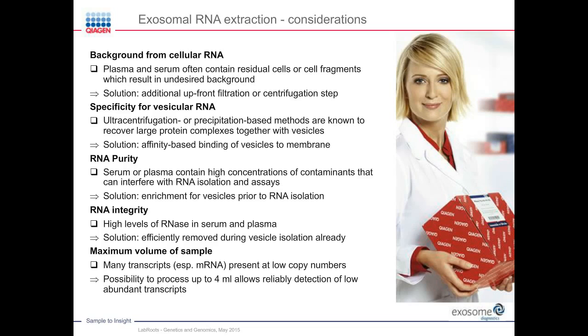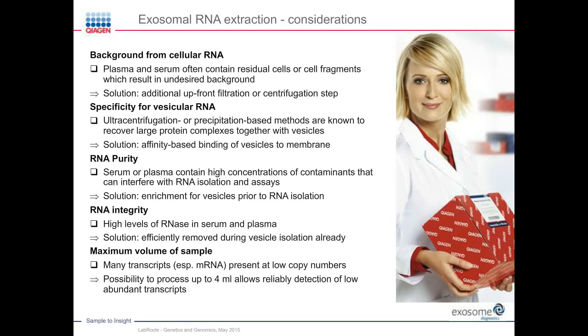And so the issue is that many transcripts are really present at very low copy numbers in the cell-free fraction. That's especially true for messenger RNAs. MicroRNAs are usually present at higher copy numbers, and messenger RNAs not so much. So especially if you're looking at messenger RNAs and mutations, for example, you want to process large volumes of sample to get the required sensitivity. The method is able to deal with up to 4 ml of serum or plasma.